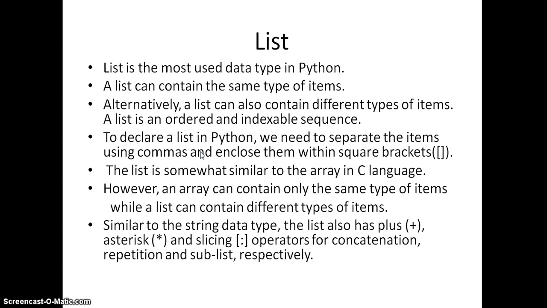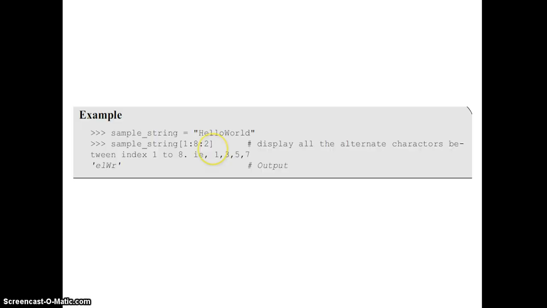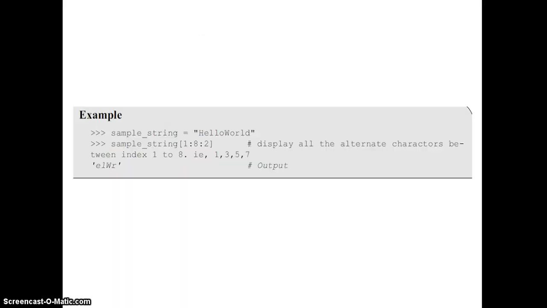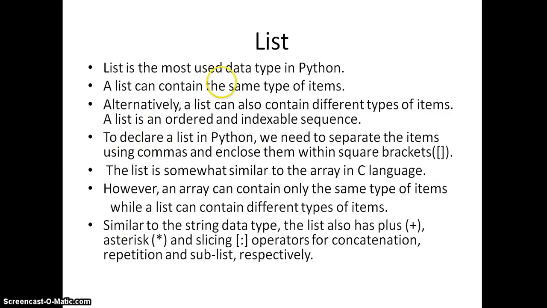Okay, so with that we have completed the string portion, and the next data type is list. List is the most used data type in Python. A list can contain the same type of items or different types of items. Say for example, a list may contain both numeric as well as string variables. List is somewhat similar to an array in C language, but an array can contain only the same type of items, whereas a list can have different types of items.